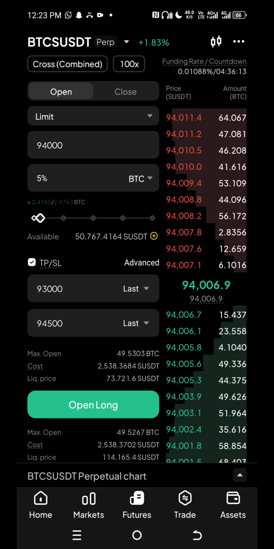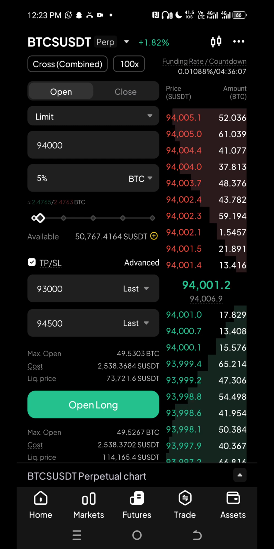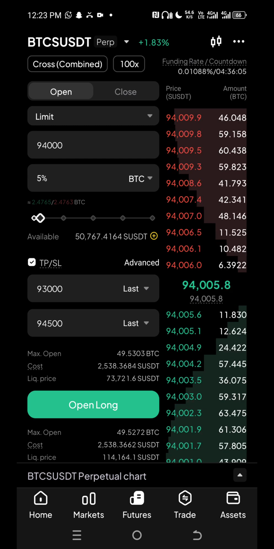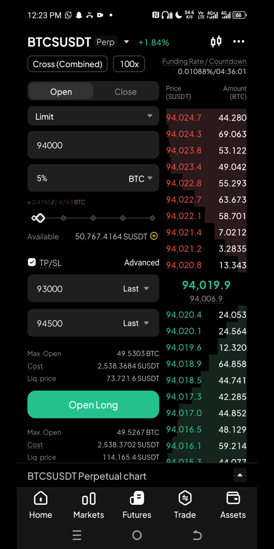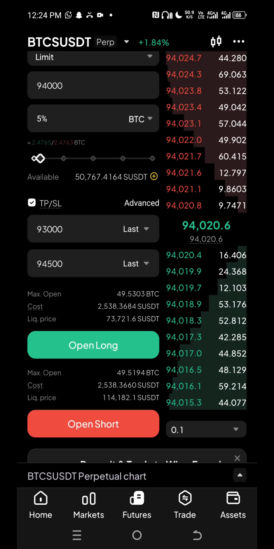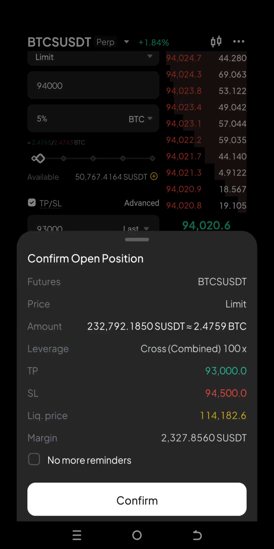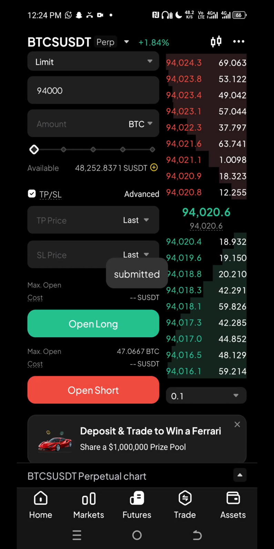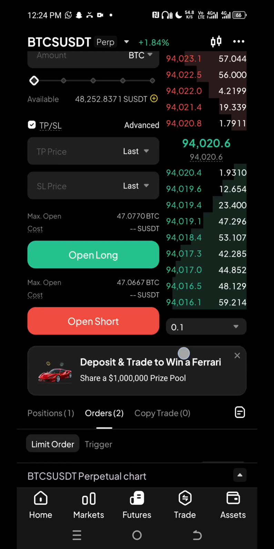Because I want to sell, my stop loss is higher than my entry, and my take profit is lower than my entry. If I want to buy, my stop loss will be lower than my entry, and my take profit will be higher than my entry. So in this particular case, I've set it at 94,000, right? So I click on short. So this is short.